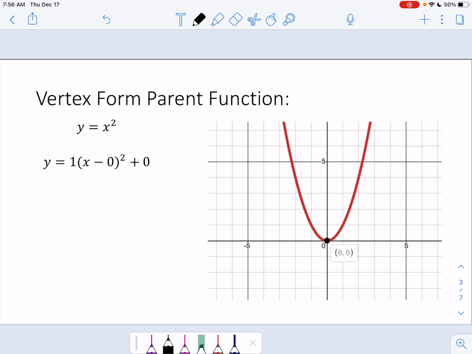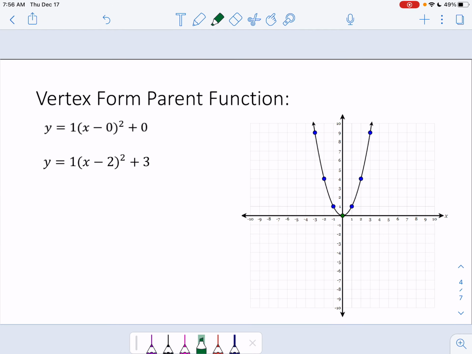So the vertex form parent function looks like this. It's y equals x squared. Or if I write that in basically expanded vertex form, where a, h, and k are replaced with numbers, we can see that we have an a of 1, an h of 0, and a k of 0. So whatever these numbers are, end up being our vertex. Oh, 0, 0. So we can see in our graph, wow, the vertex actually is at 0, 0.